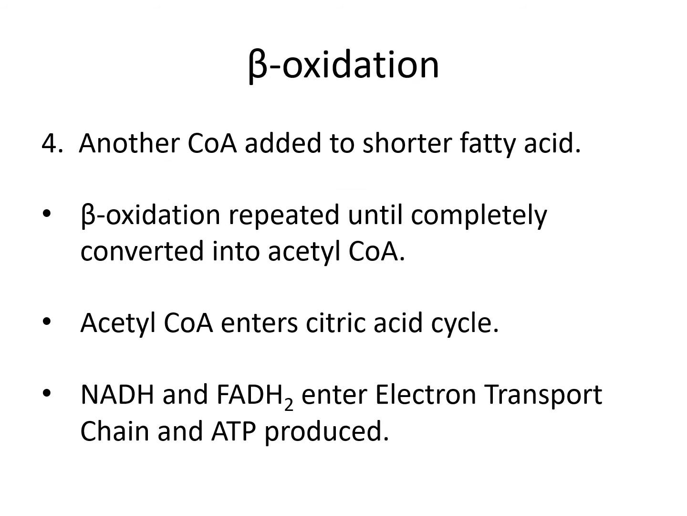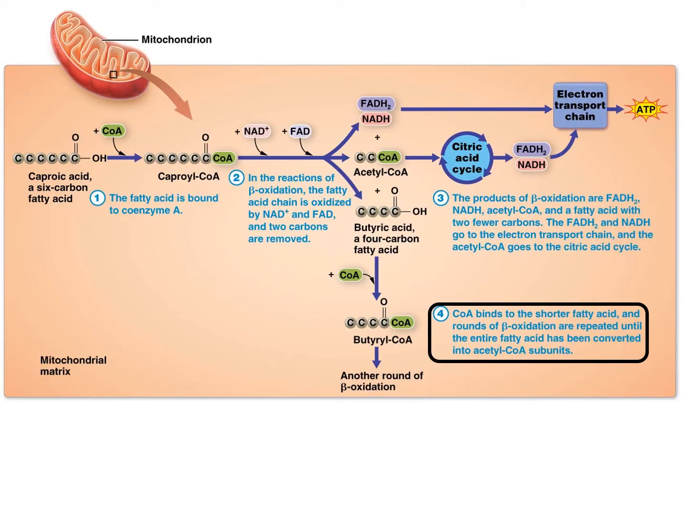Now what happens? Another CoA is added to the shorter fatty acid, and so beta oxidation is repeated until the fatty acid is completely converted to acetyl-CoA. Then each acetyl-CoA enters the citric acid cycle, and as before, NADH and FADH2 enter the electron transport chain and ATP is produced. So here we see the CoA binds to the shorter fatty acid, and beta oxidation continues until the fatty acid has been converted to acetyl-CoA subunits.